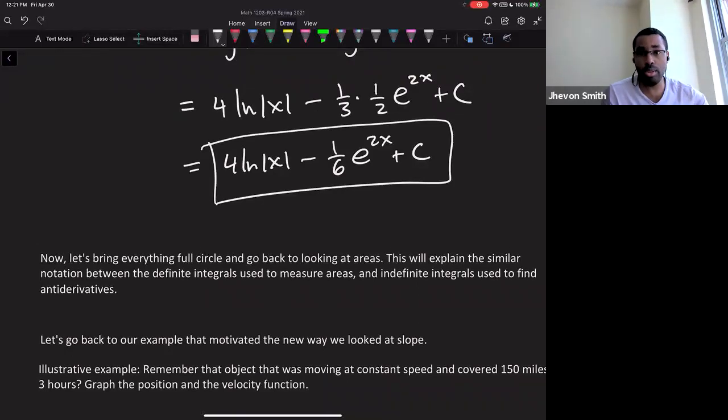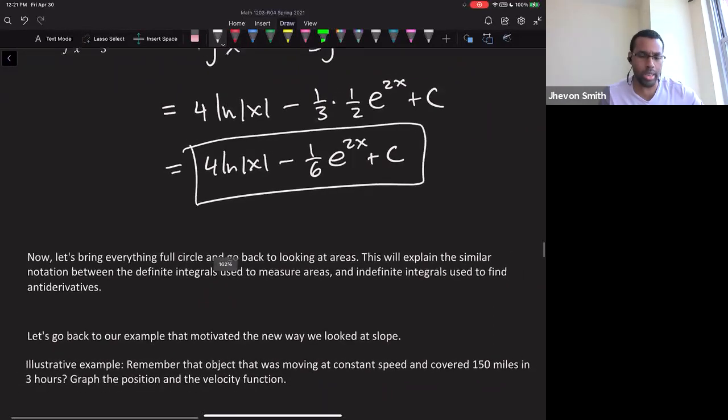But I'm actually going to use an example that we used to motivate the idea of the derivative, that whole thing where the object was moving at constant speed. It covered 150 miles in 3 hours. You might have remembered that. And we actually used that to figure out, hey, the slope is equivalent to how fast it was moving, and we got derivatives. I'm going to start with the same example and show you the motivation for thinking about an antiderivative as a way of getting an area.